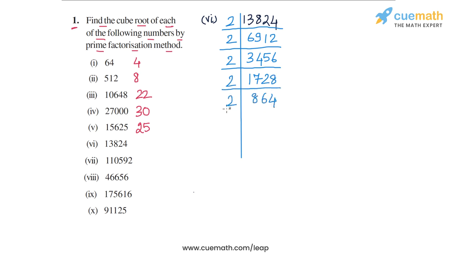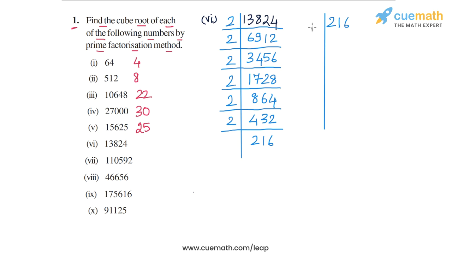This is still even, so we take out another 2, and that gives us 432. And this is even again, so we take out another 2, and that gives us 216. So far we have taken out 6 2's and we are at 216. So let's continue the process here. We will further prime factorize 216.